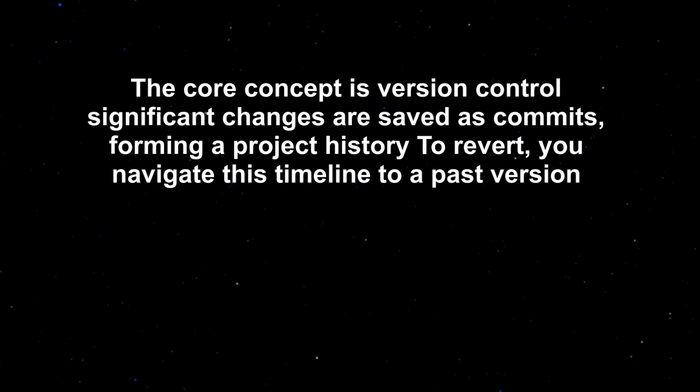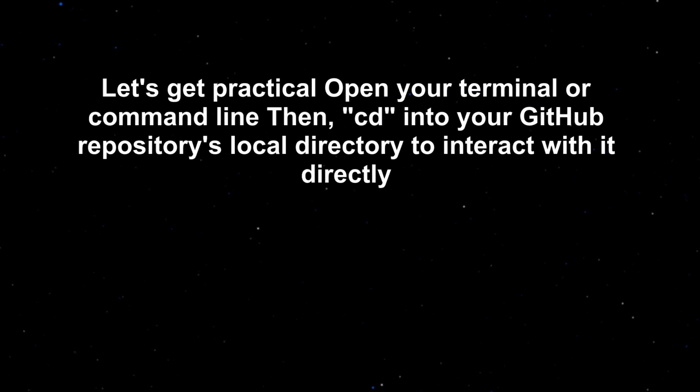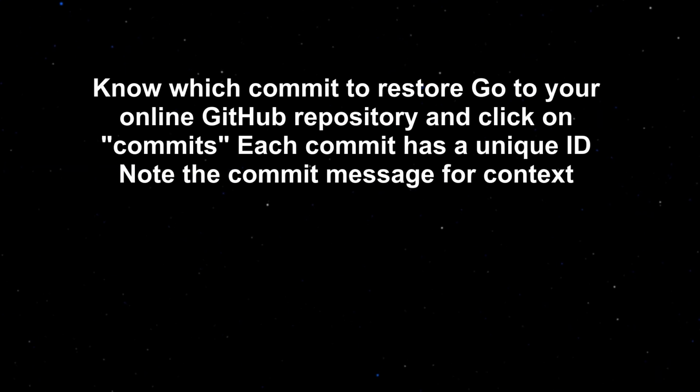Significant changes are saved as commits, forming a project history. To revert, you navigate this timeline to a past version. Let's get practical. Open your terminal or command line, then cd into your GitHub repository's local directory to interact with it directly. Know which commit to restore.